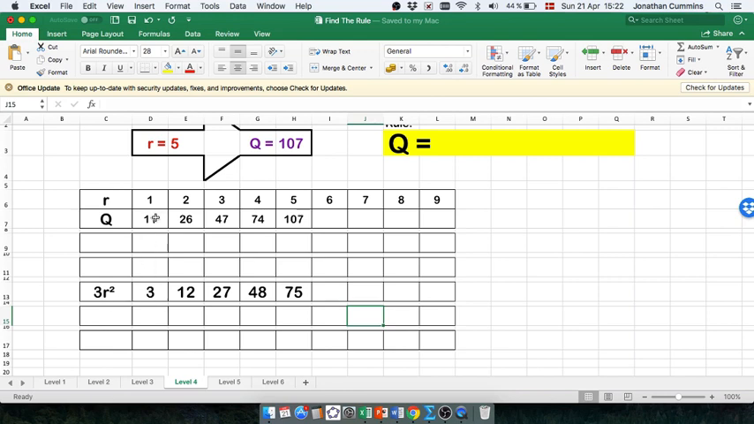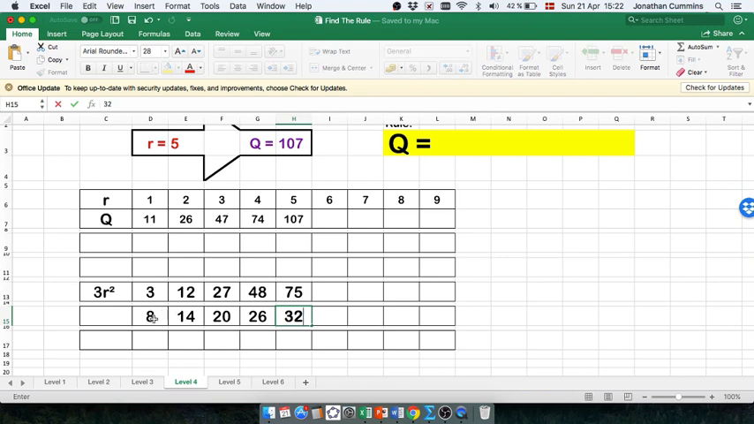We want it to be 11, so there's a difference of 8. We want the next one to be 26, but we're only getting 12, so there's a difference of 14. And we want the next one to be 47, but we're only getting 27, so there's a difference of 20. Now I'm starting to notice a pattern here, that the difference between what we're trying to achieve and what we're getting is going up by 6 every time.